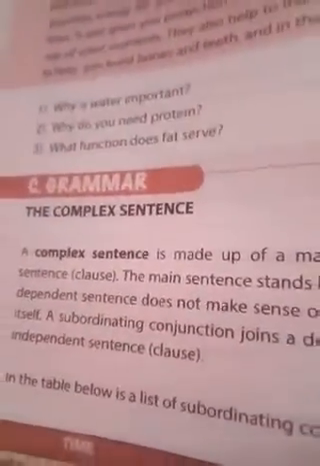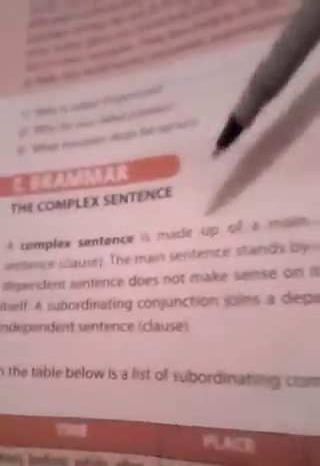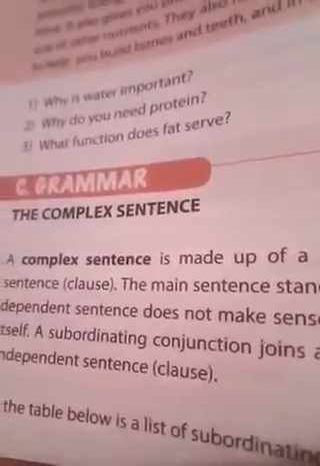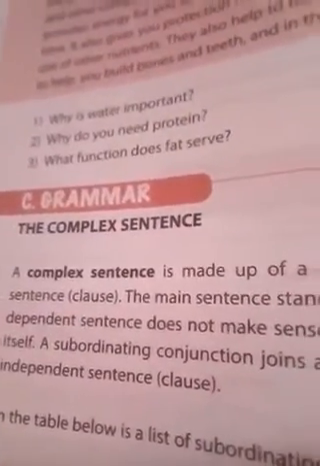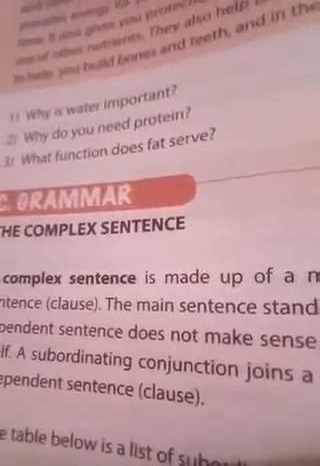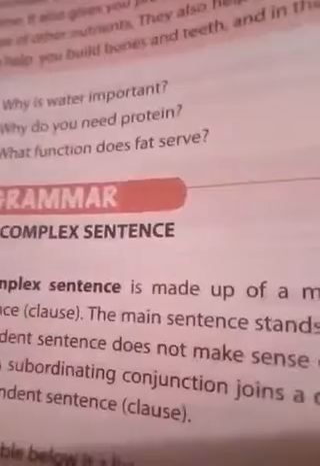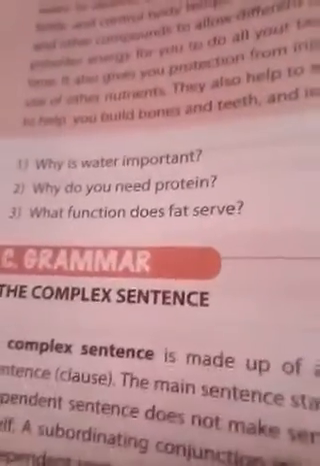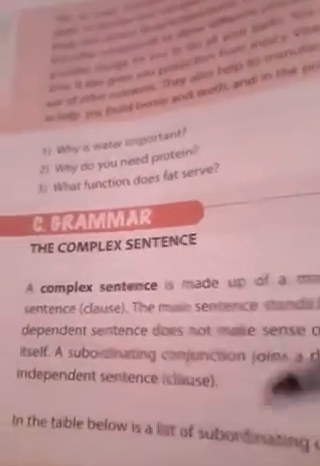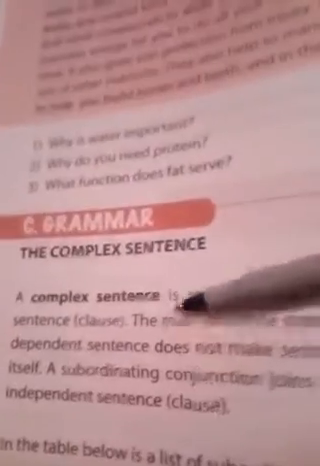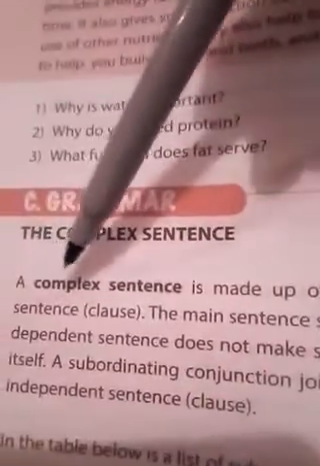Now this other type of sentence we call a complex sentence. A complex sentence is a sentence that includes an independent clause and a dependent clause. Now it's going to have something that depends on the independent clause to make it complete. Let me explain to you.